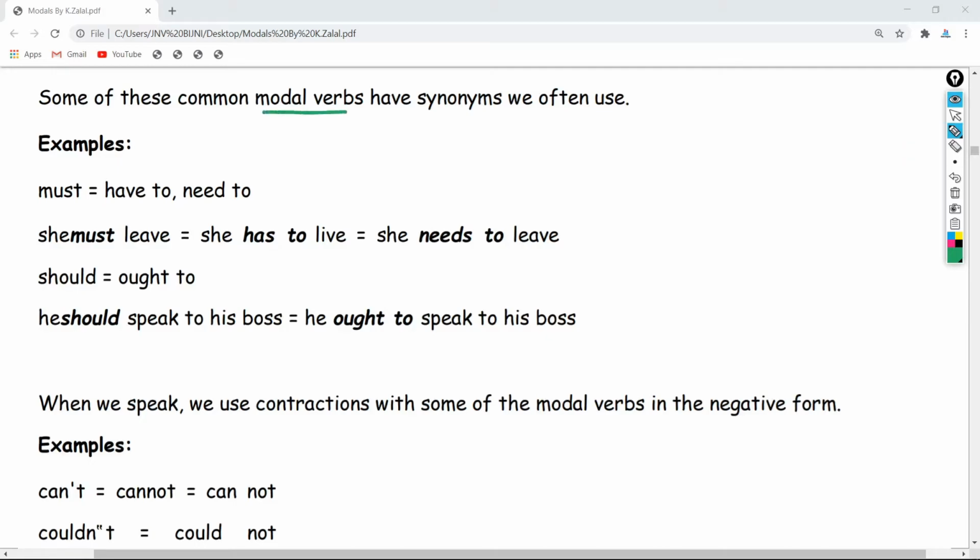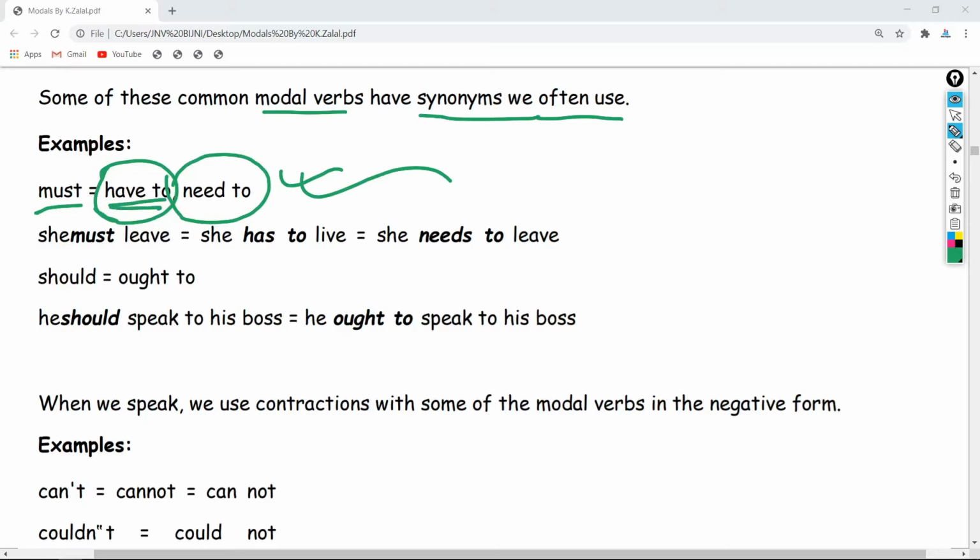Some of these common modals have synonyms we often use. Must is have to, need to. This you need to remember well. Have to also is a modal. Need also is a modal. Must actually has a meaning similar to have to. I have to do the work. I must do the work. But in the case of must, there is full compulsion. In the case of have to, there is compulsion, but the degree is not that of must. Similarly, she must live. She has to live. She needs to live.